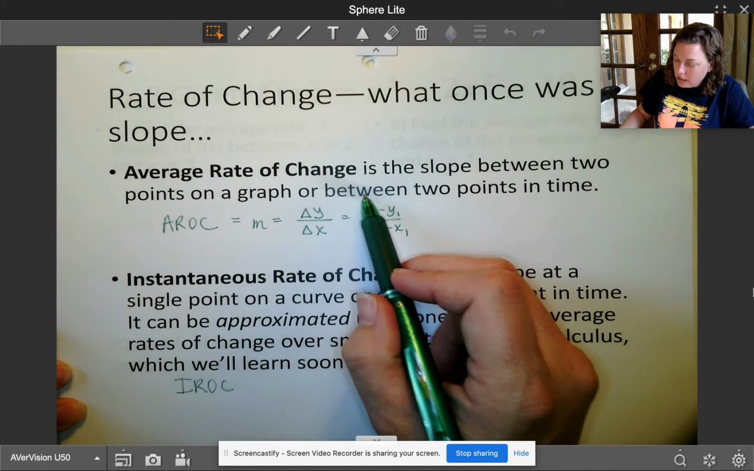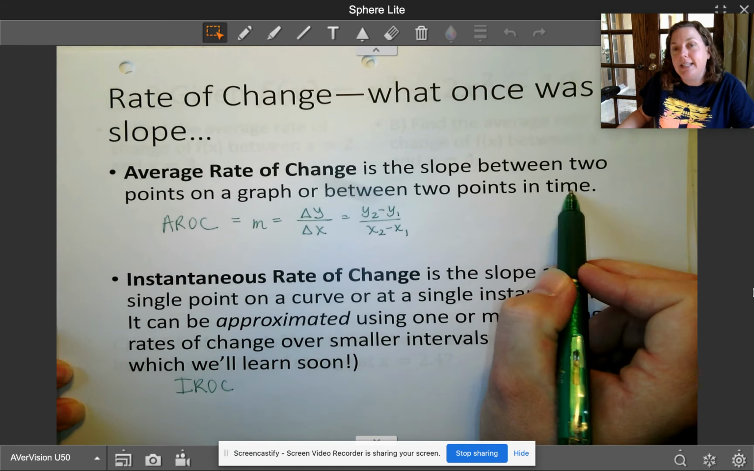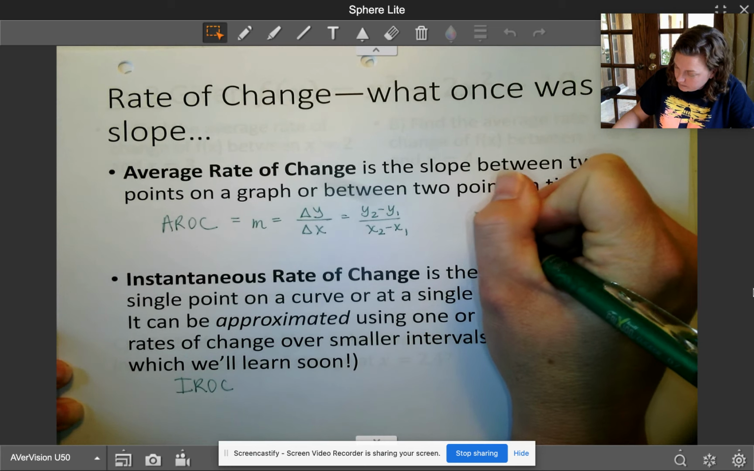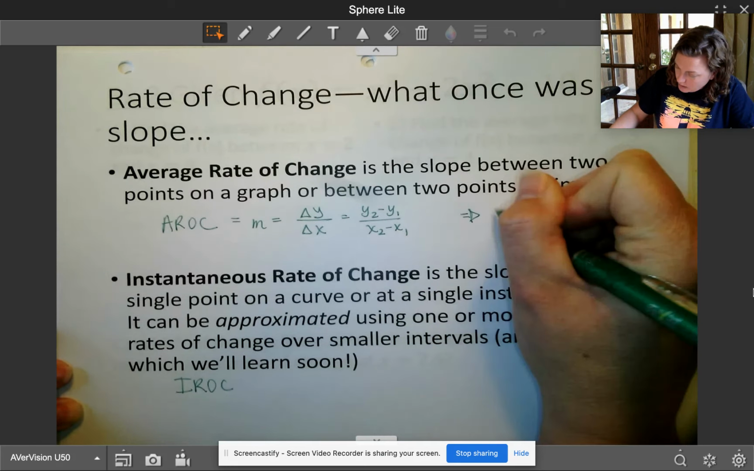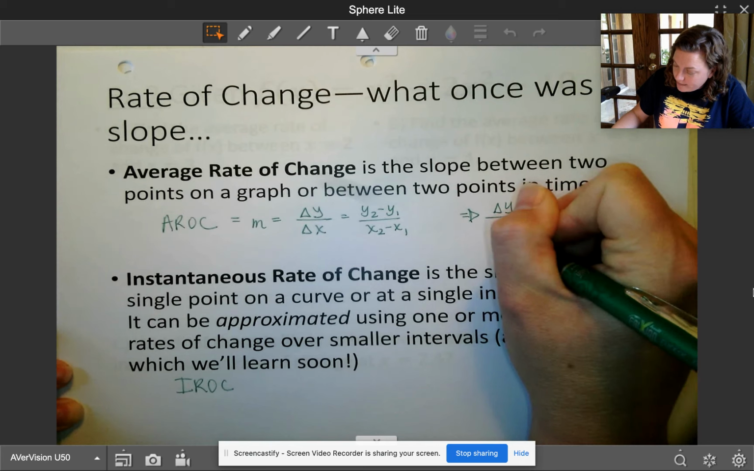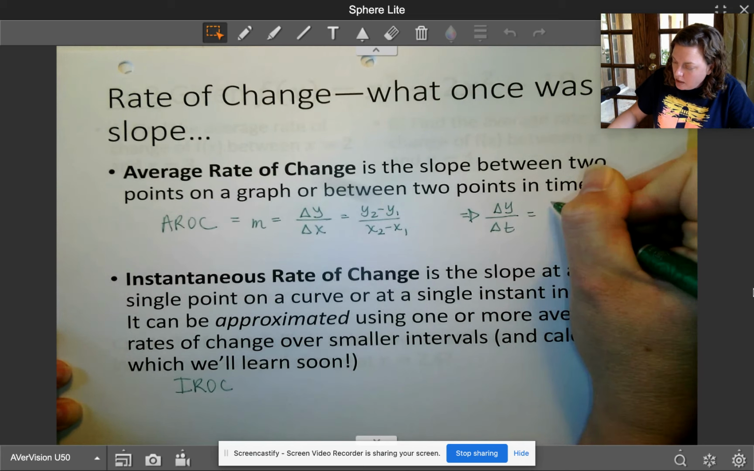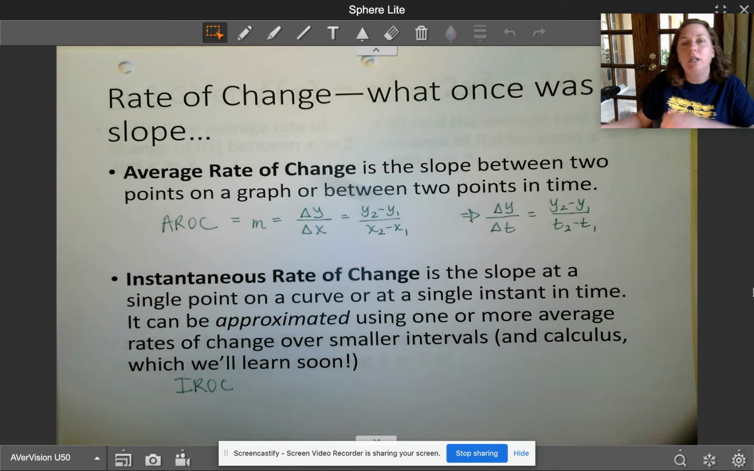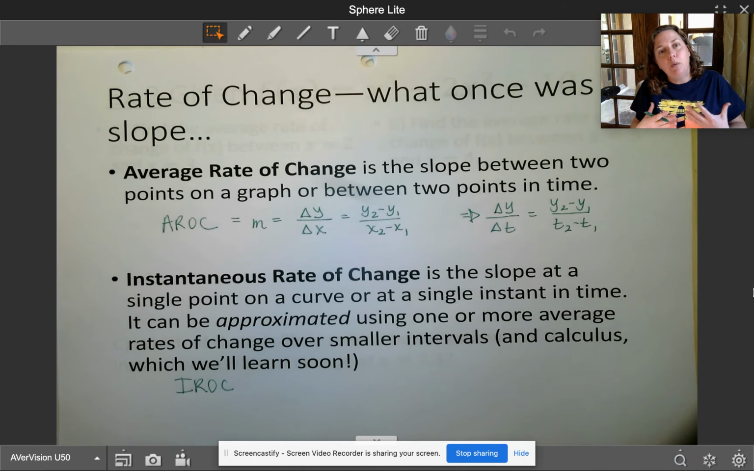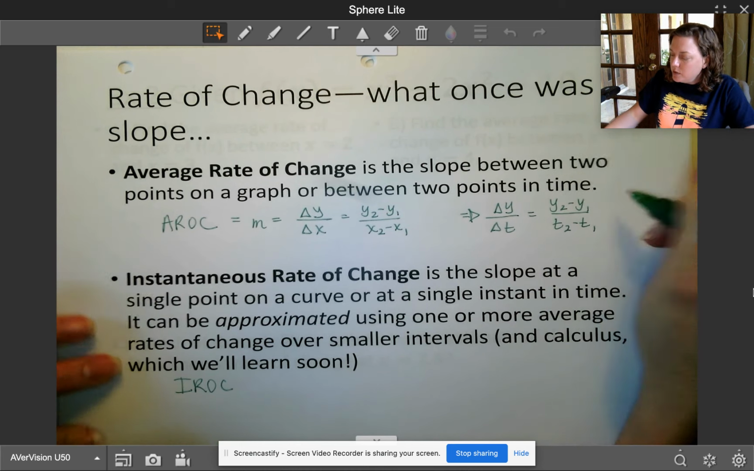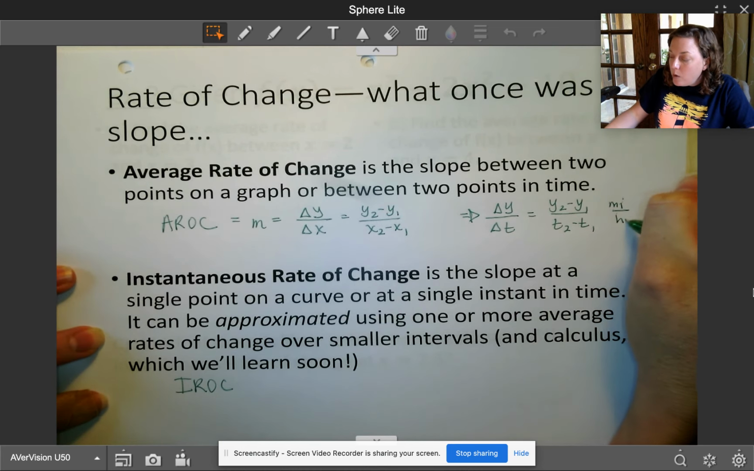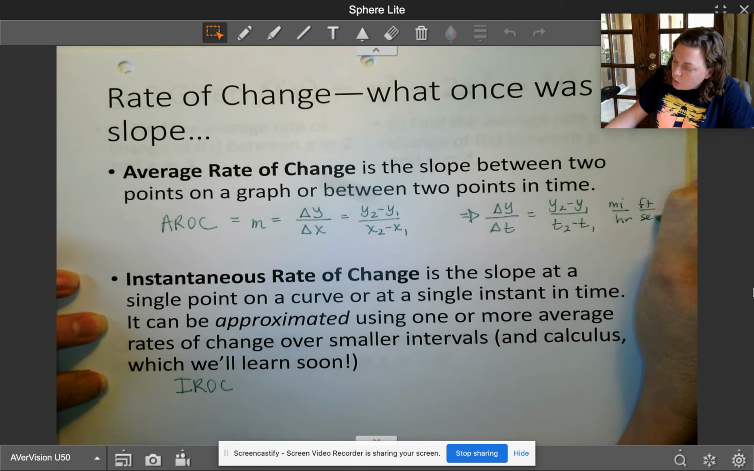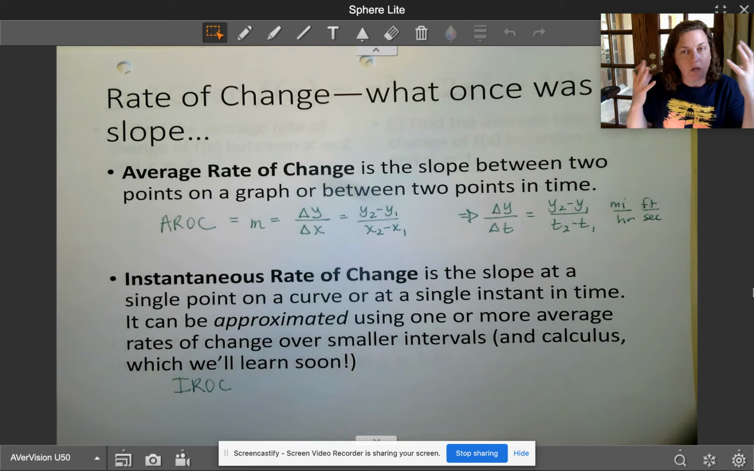It can also be the slope between 2 points in time. So it could also be the change in some y values over the change in time, which would be y2 minus y1 over t2 minus t1. So we could be talking about time. And what's really important here is that there's probably units. And so this might be like miles per hour or feet per second. But when I think rate of change, I'm usually thinking, what are the units?